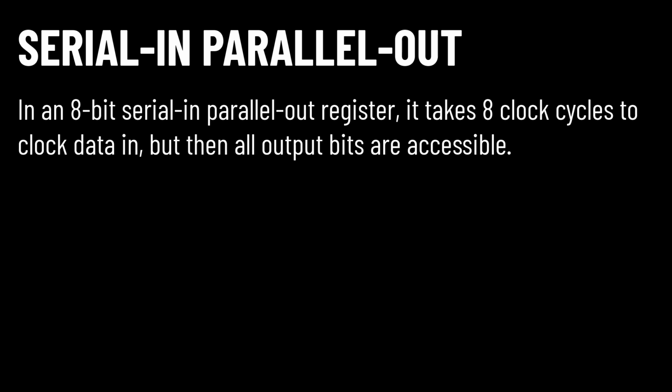In an 8-bit serial in, parallel out register, it requires 8 clock cycles to shift an entire byte of data into the register. As each output bit is accessed at once in parallel, it doesn't require any additional clock cycles to shift the data back out again.